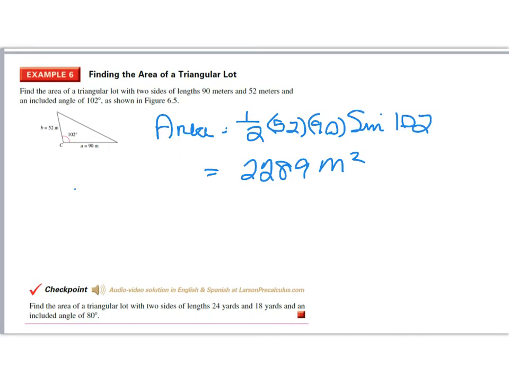All right, your turn. Go ahead and give it a go. So pause and then come back on when you're ready to check your answer. Okay, the area should have been 213 yards squared. All right, let's move it along. We're almost there.